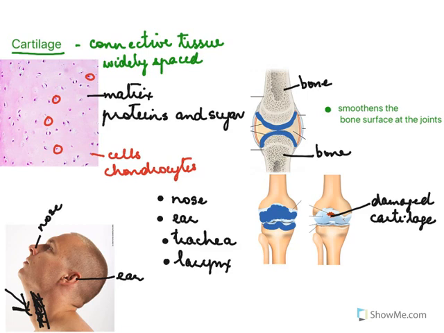So just to recap, cartilage is a connective tissue. The cells are very widely spaced. It's very flexible, unlike the bone, much more flexible than the bone. The matrix is made up of protein and sugar. It is present at the ends of the bone. It smoothens the surface of the bone.